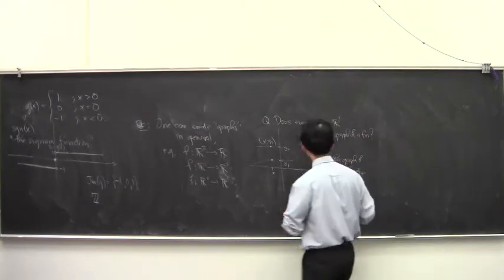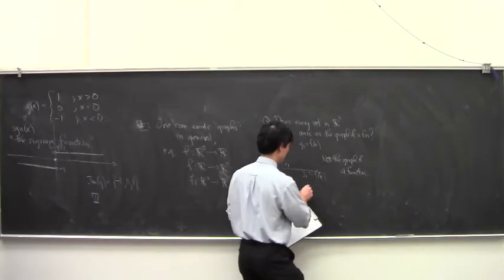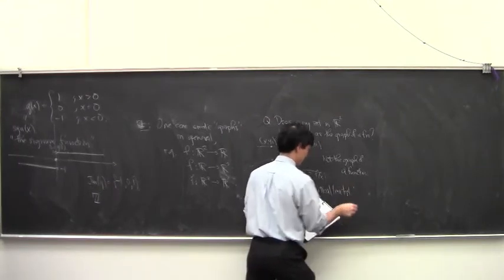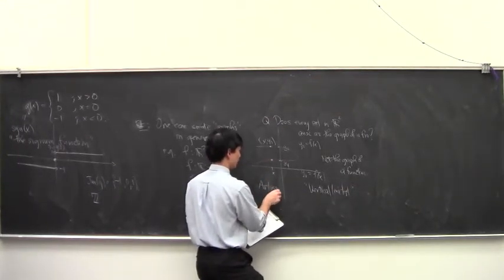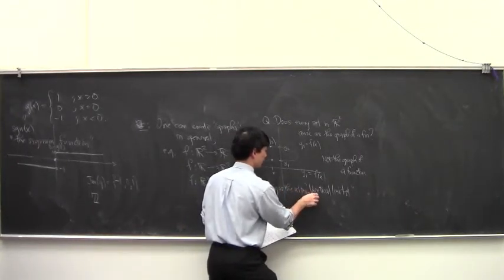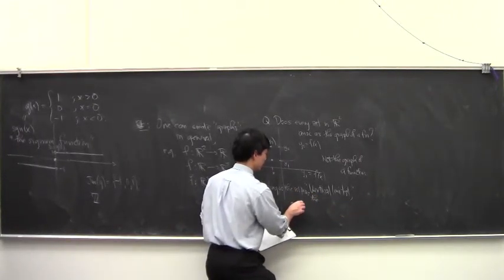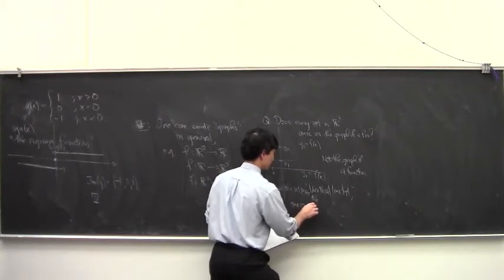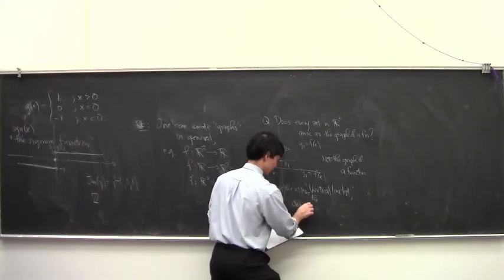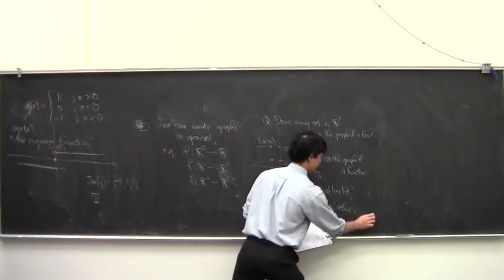So this is the vertical line test that you may not have seen before. As long as the set passes the vertical line test, one can use it to define a function.